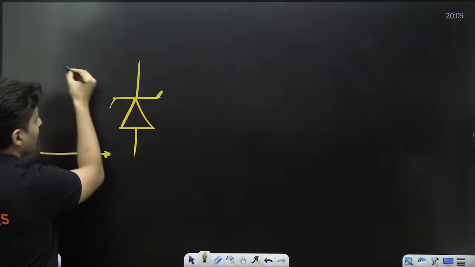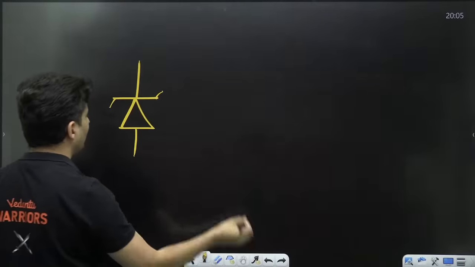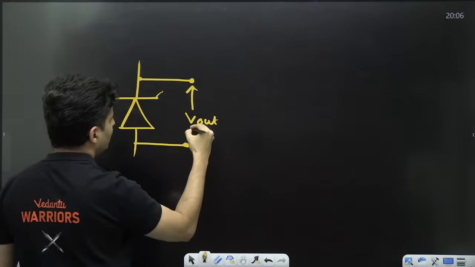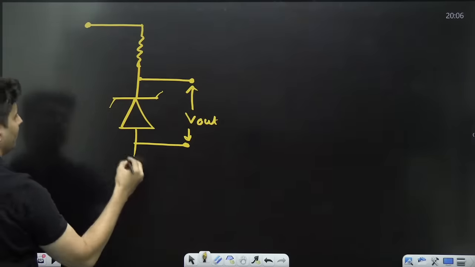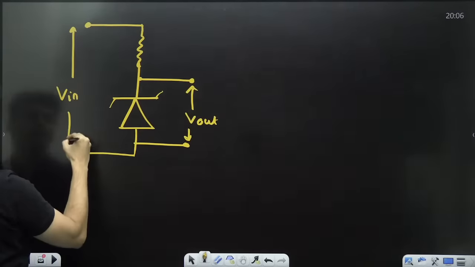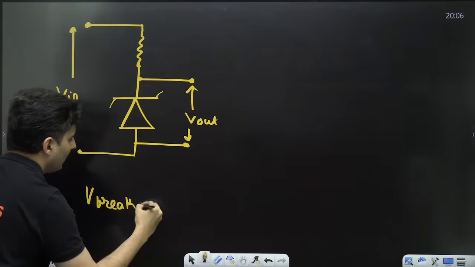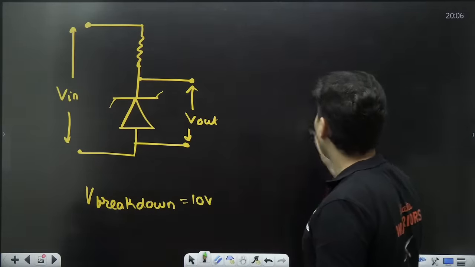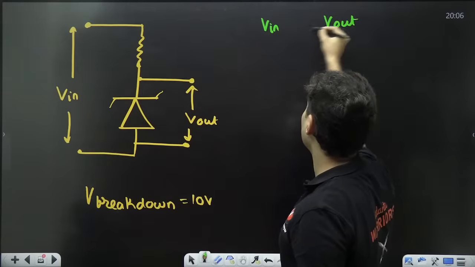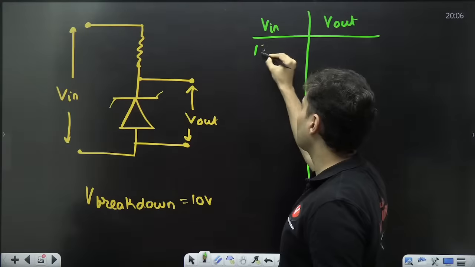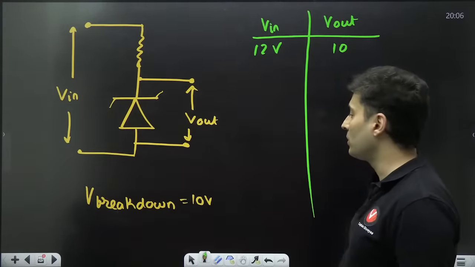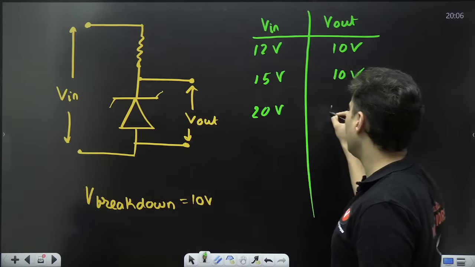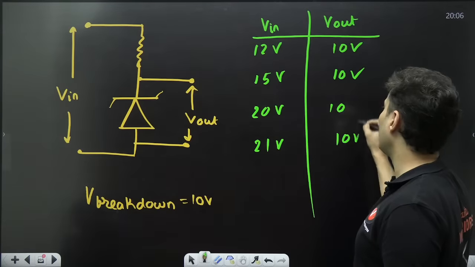Now, no matter how much voltage you apply to this, if you measure the voltage across the Zener diode, if this is your output voltage, and you have applied some input voltage. If I tell you the breakdown occurs at 10 volts, then if you plot a table of the input versus the output, if the input voltage is 12 volts, the voltage across the Zener diode will still be 10 volts. If the input voltage is 15 volts, then also it will be 10 volts. If it is 20 volts, then also it will be 10. If it is 21 volts, then also 10 volts. Always it remains 10 volts.